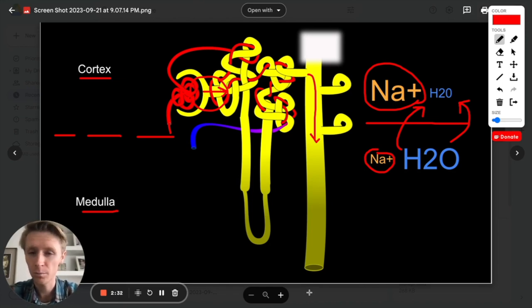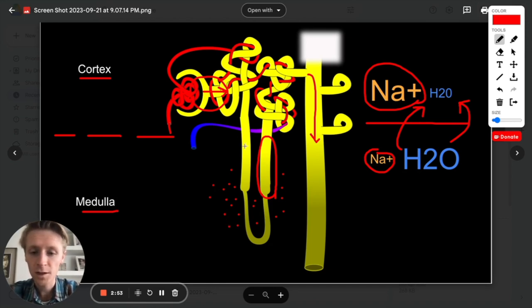That's where the countercurrent multiplication system comes in. This is the thick ascending loop of Henle. And this thick ascending loop of Henle essentially pumps solutes out. It pumps them out. So this space here is full of solutes. It's very concentrated. That creates a concentration gradient. The medulla is going to be very concentrated.